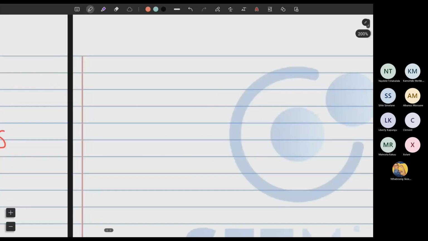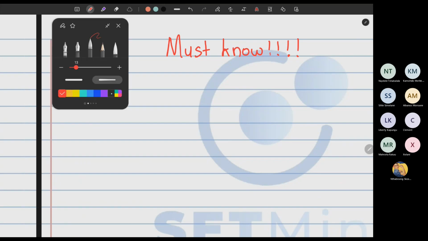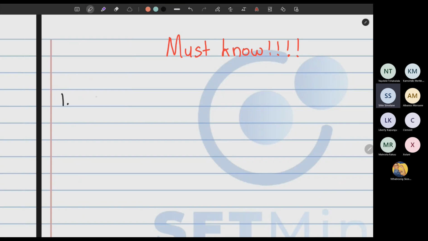So let me write here. Let me say must know. So when you look at this later, you must know that this is a must know. So the first thing which you must know, number one, is that the Laplace transform of e to the alpha t, which we did prove, is simply 1 over s minus alpha.